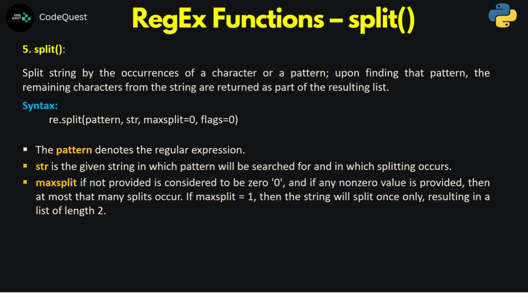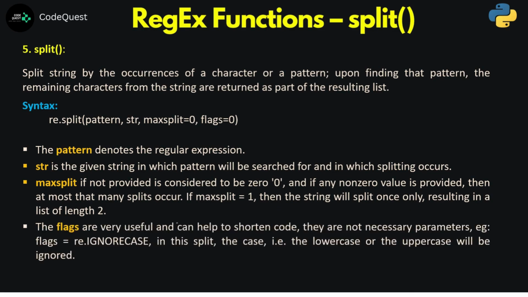Now, as we said, this third argument, maxsplit, if it is not provided, then by default it is considered as 0. If any non-zero value is provided, then that many splits are going to occur. Suppose I have given 3 here. So based on the pattern being searched, 3 splits are going to happen. If, for example, the maxsplit is 1, it is going to split once only. The outcome of the split is a list of items, so in that list I'll be getting only 2 items.